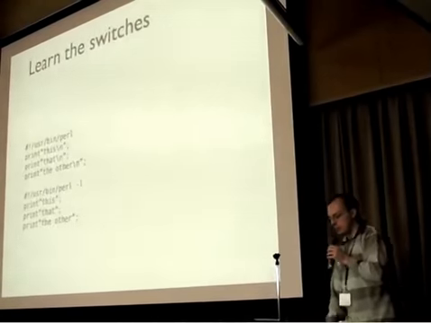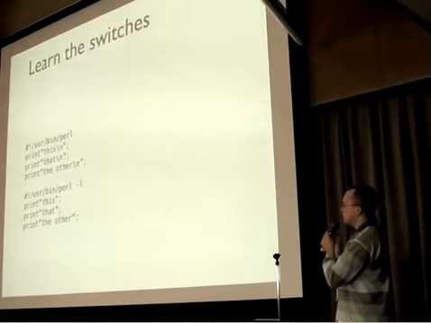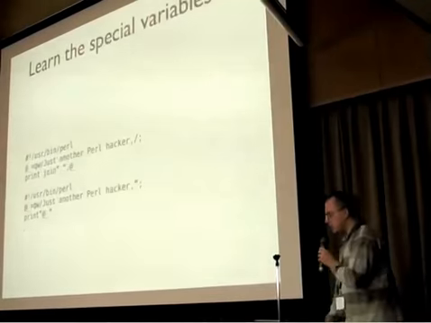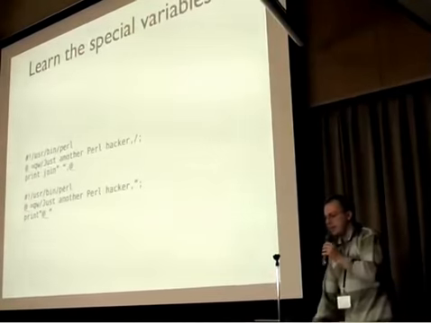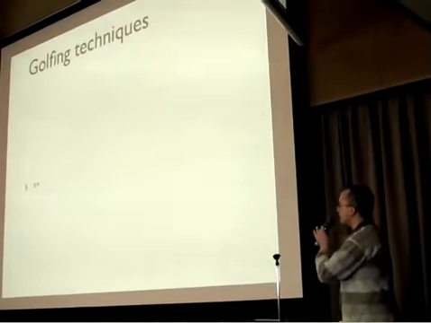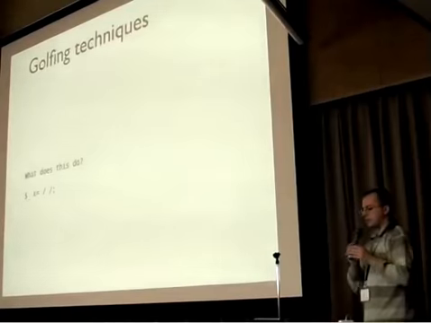Now, switches are something that come really, really handy when you're talking about golfing. Special variables too. And then there are a bunch of golfing techniques, like, for instance, this one. So, what does this do?